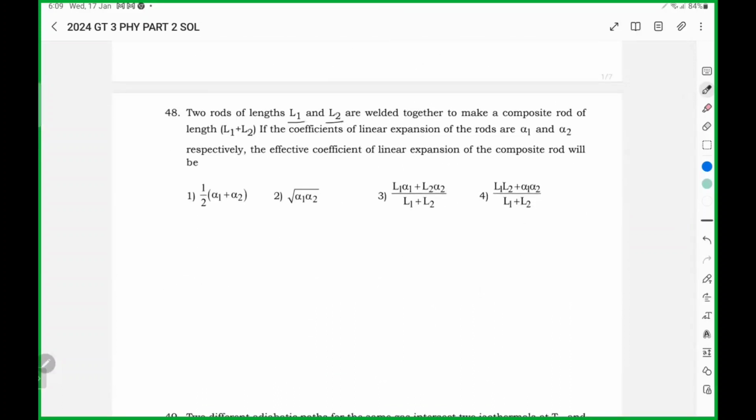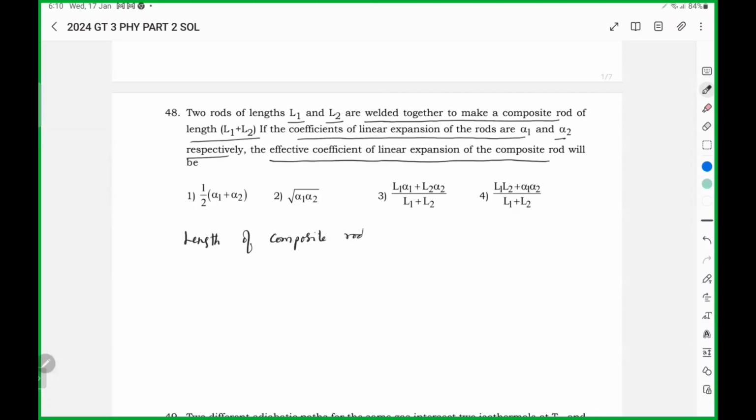Two rods of lengths L1 and L2 are welded together to make a composite rod. If the coefficients of linear expansion of the rods are alpha 1 and alpha 2 respectively, what is the effective coefficient of linear expansion of the composite? The length of the composite rod is L1 plus L2. So when the temperature is raised, the new length is L1 dash plus L2 dash.